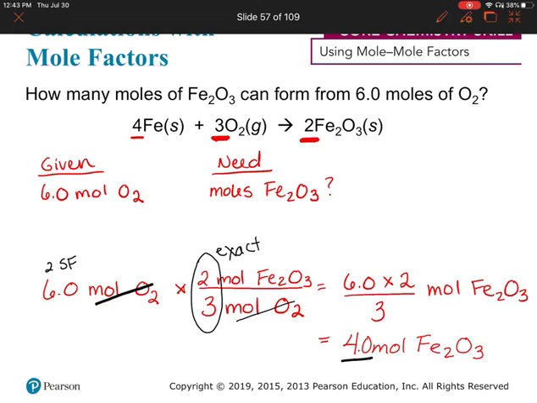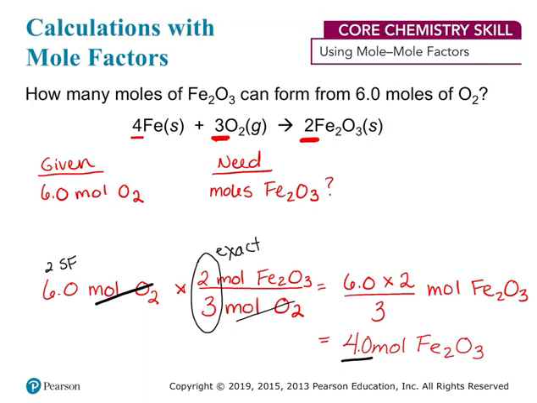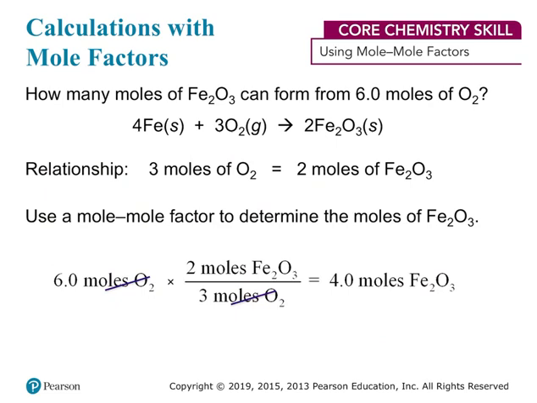But now we know that if we start with 6 moles of oxygen, we should end up with 4 moles of iron 3 oxide. And that kind of makes sense, right? Essentially, we were just doubling the ratio here between oxygen and iron 3 oxide. Okay. And here's the solution slide.